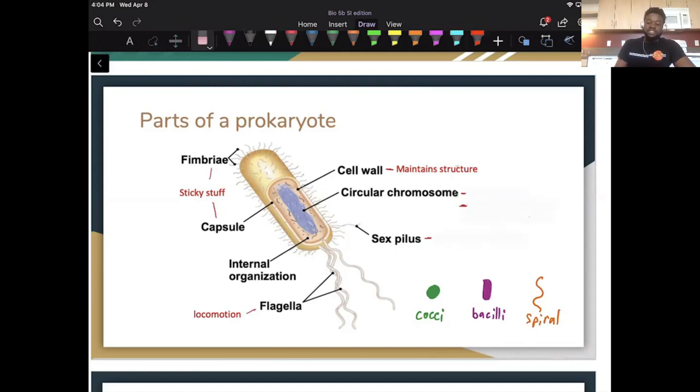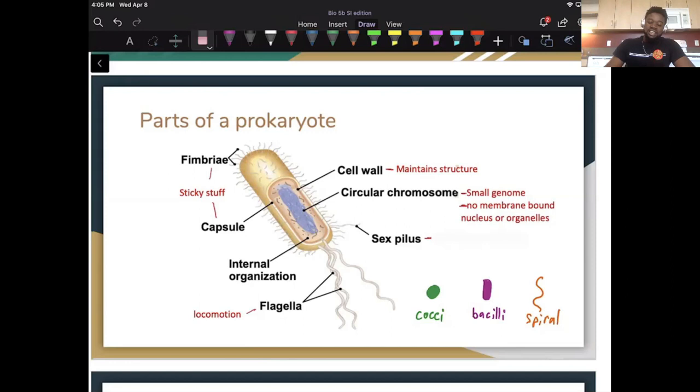Moving on to their circular chromosomes. Basically, they have circular and non-bound chromosomes in a relatively small genome. I think part of a really big thing that makes prokaryotes is the fact that they do not have a membrane-bound nucleus or organelles, with the exception of ribosomes. So that's part of what makes prokaryotes not eukaryotes.